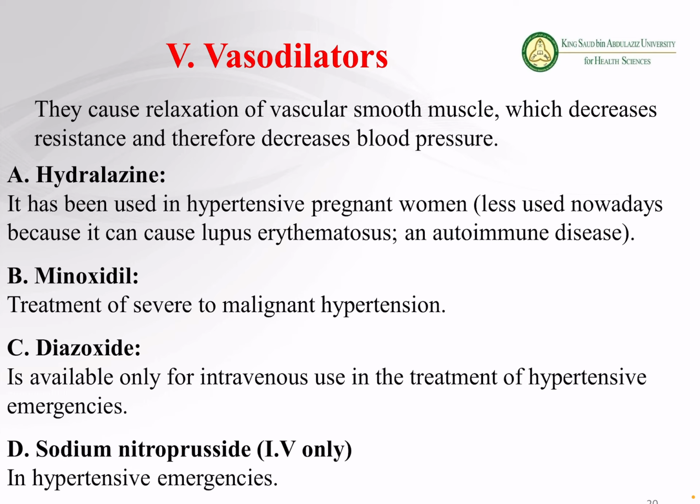Hydralazine has been used in hypertensive pregnant women, but is less used nowadays because it can cause a condition called lupus erythematosus. Lupus erythematosus is an autoimmune disease, maybe you know about it. In short form we say SLE, systemic lupus erythematosus, in which the immune system of the body by mistake attacks healthy tissue. Those who have SLE have multiple organs involved. Their kidneys are involved, and heart function is also declined.